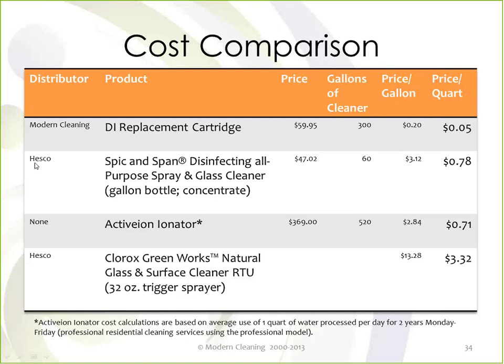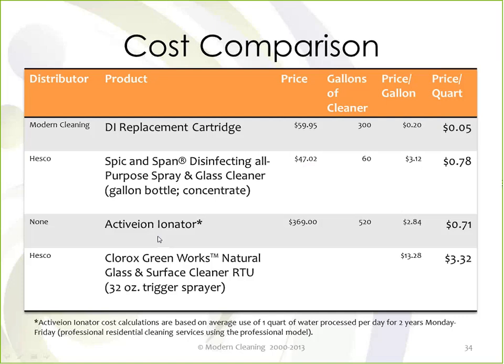I went to HESCO, and you can go anywhere, but it was just something online that's available to all of us. The price for a gallon of the concentrate, which I think is diluted 15 to 1, is $47, and you do the math, that equates to about 78 cents a quart. That's about 15 times as much as what the DI would be. That doesn't include shipping either.